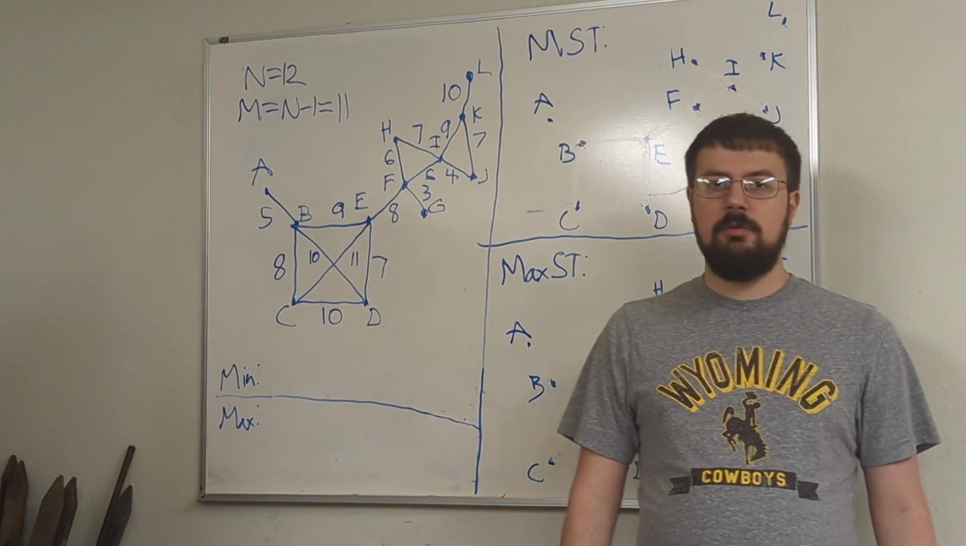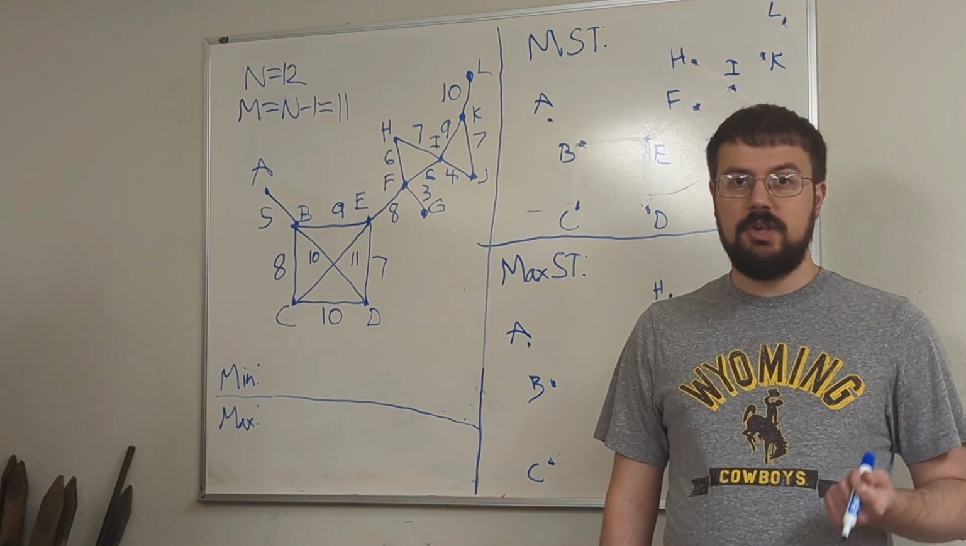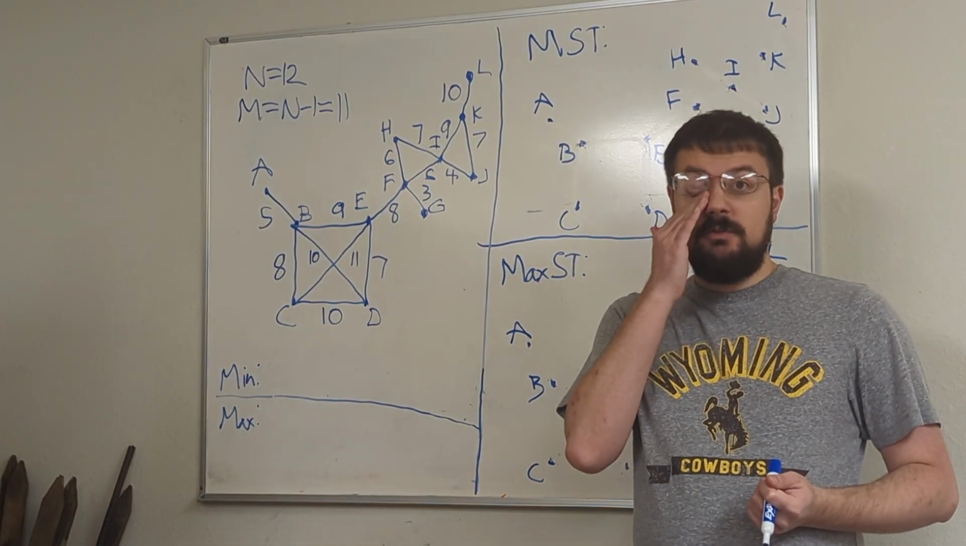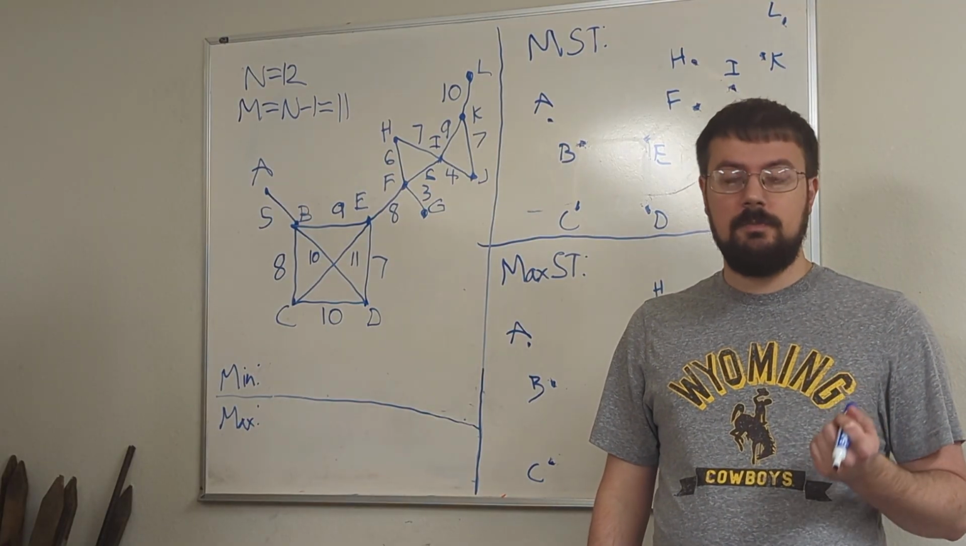Hello everyone, today we will be finishing up our discussion of networks and trees with what is known as Kruskal's algorithm. Now, Kruskal's algorithm is basically just a method for calculating the minimum or maximum spanning tree of a network.